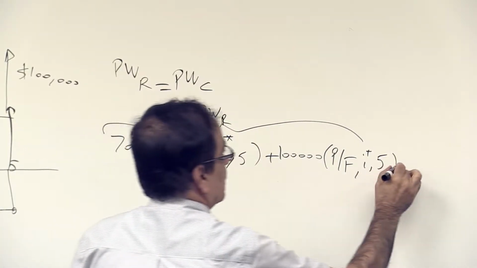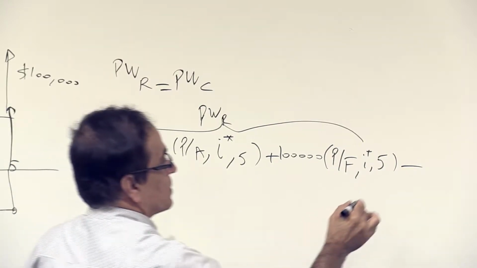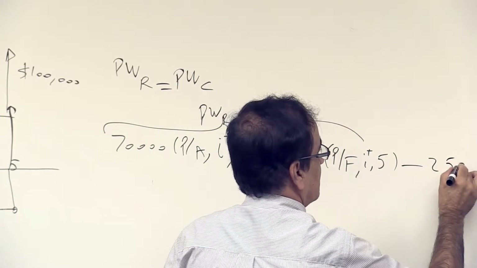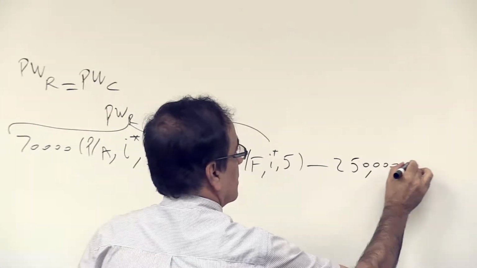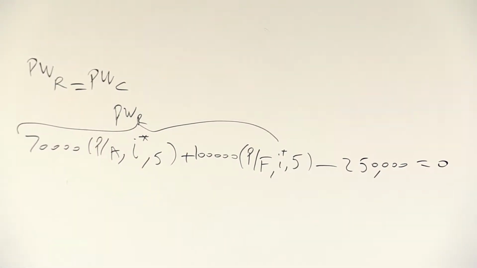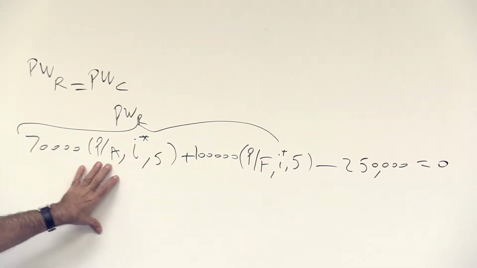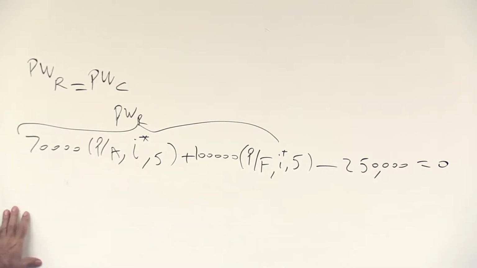Now we're going to have the present worth of cost. Actually, you have only one cost, which is the initial cost at time 0, $250,000. And that's going to be equal to 0. If we can find an I which can satisfy this equation, that's going to be my rate of return. Unfortunately, this equation is very difficult to solve because if I use the P given A equation and P given F, it's going to be a huge equation in terms of I.